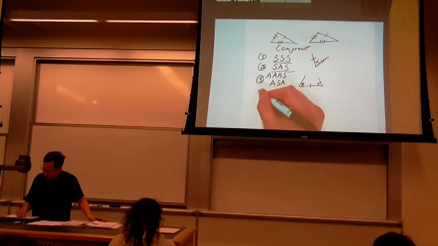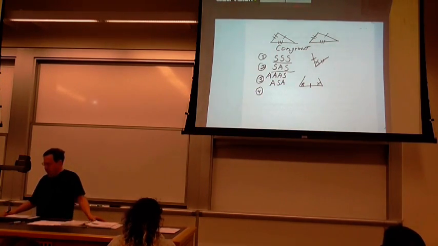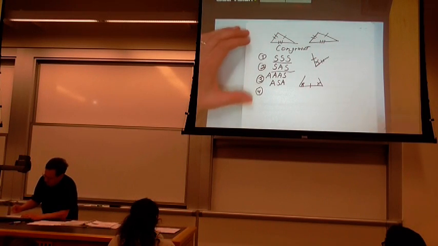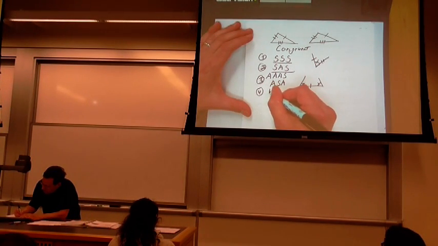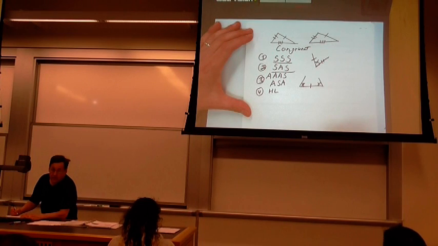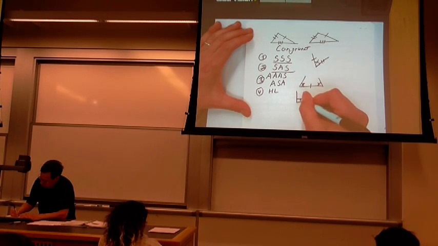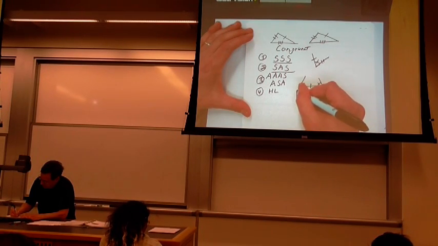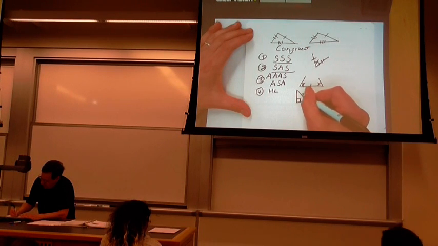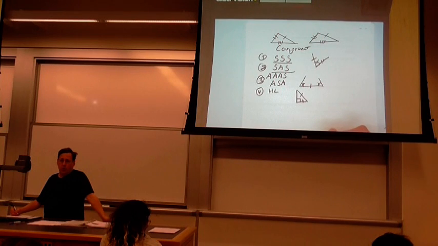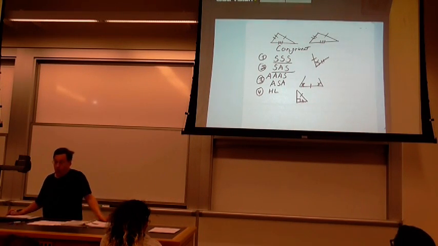Okay, a hint, the fourth one has only 2 letters, and they're different letters. Does anyone recall HL? This is rather specific. It says if I have a right triangle and a hypotenuse and a leg are congruent, then I know those 2 right triangles are congruent.